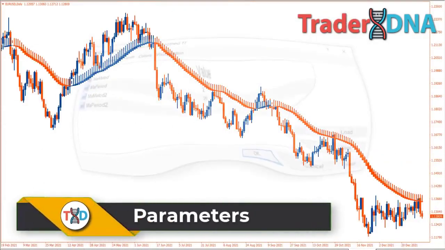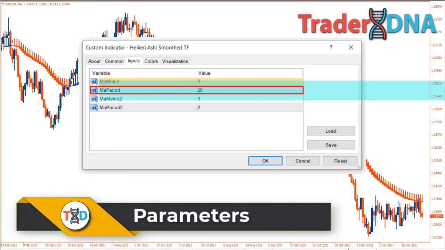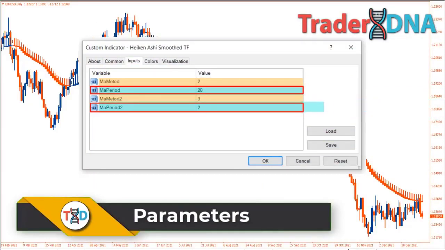Parameters. The settings for the smoothed HEIKEN ASHI indicator are very simple. You can set the values of the two moving averages that are used. The moving average method means the type of moving average you want to use. Moving average method 1: choose the moving average type to use in the calculation. Period 1: the number of bars to use in the first moving average calculation. Moving average method 2: choose the moving average type to use in the calculation. Period 2: the number of bars to use in the second moving average calculation.